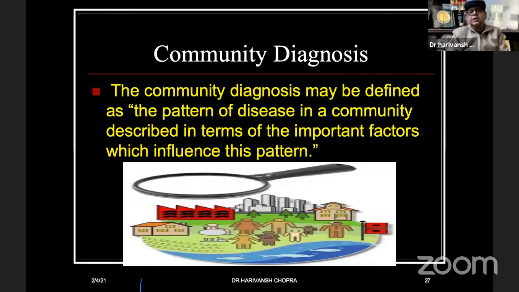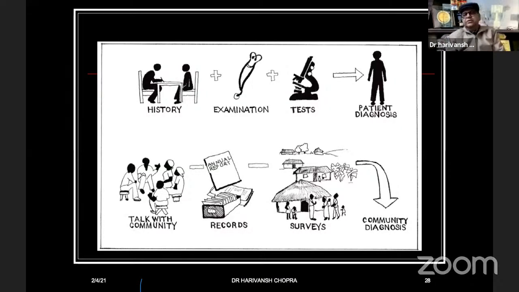Then we come down to the term community diagnosis, which may be defined as the pattern of disease in the community described in terms of important factors which influence this pattern. This is a very good picture. The upper part shows what is happening in clinical medicine, and the lower part shows what is happening in community medicine. In clinical medicine, when the patient comes to you, you take history, then do examination, then perform various tests, and then reach a diagnosis. Similarly, in the community, you talk with the community, look into the records, carry out surveys, and then reach a community diagnosis.